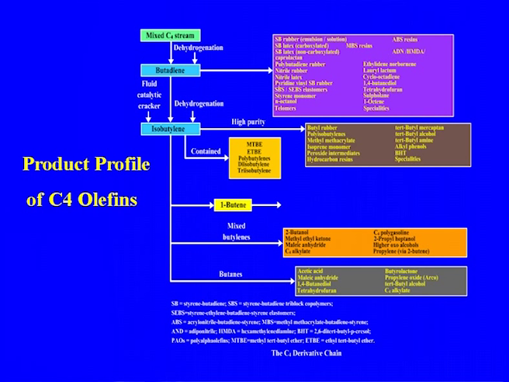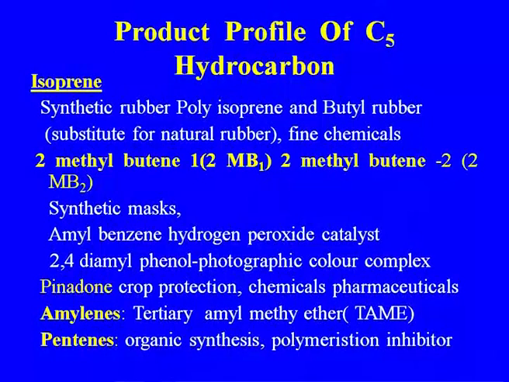The mixed C4 stream, butadiene, isobutylene, MTBE, ETBE, 1-butene, the mixed butenes and butanes. All these products I have already discussed separately in detail, and the various valuable products which you are getting from the C4 stream. Now let us discuss the C5 stream. As I told you, one of the very important C5 hydrocarbons that you are getting is isoprene, and these are some of the major uses of the isoprene.